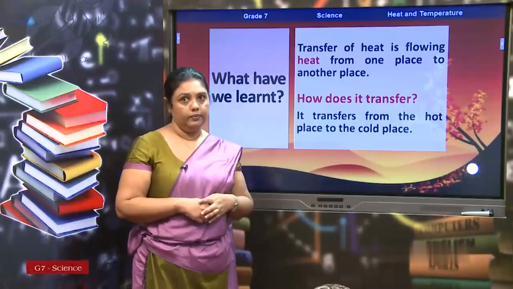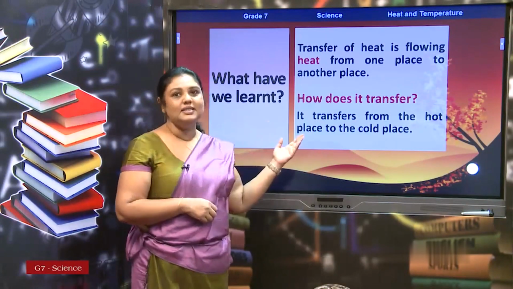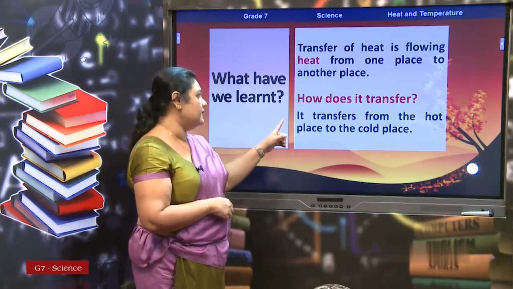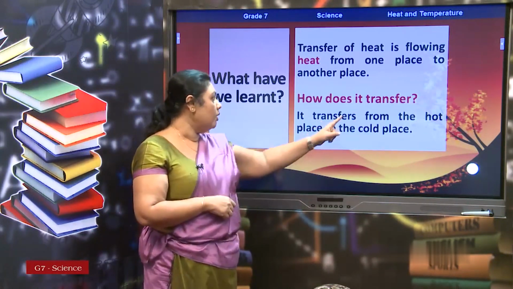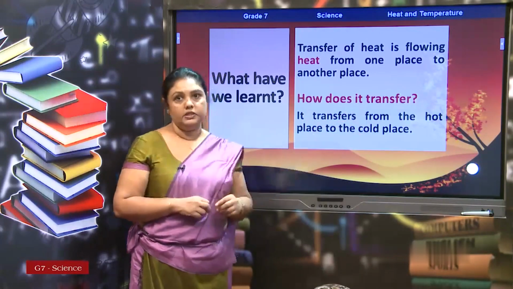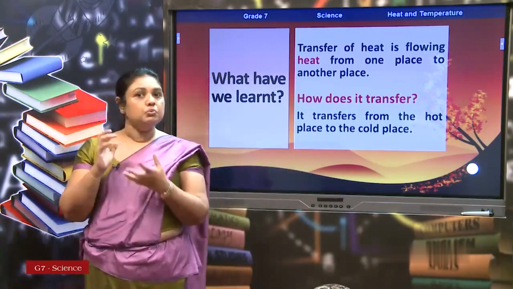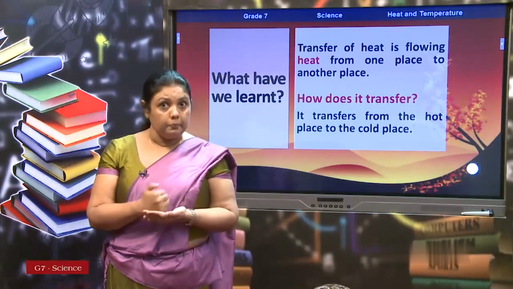There is a question now. How does it transfer? It transfers from the hot place to the cold place. Always energy is more in the hot object, the hot place.